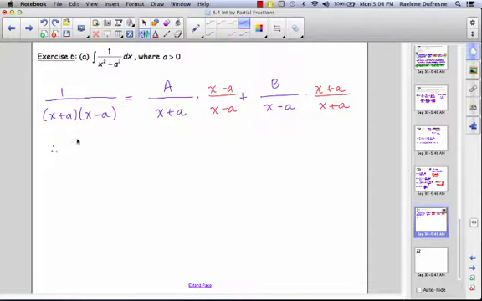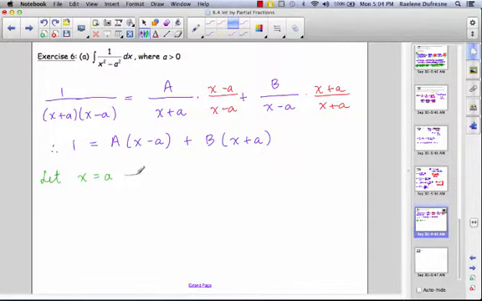And therefore we have that 1 is equal to capital A times x minus small a plus B times x plus small a. So I'm going to let x equal a, which says that 1 is equal to 0 times capital A plus 2 little a B, and therefore capital B is equal to 1 over 2 little a.